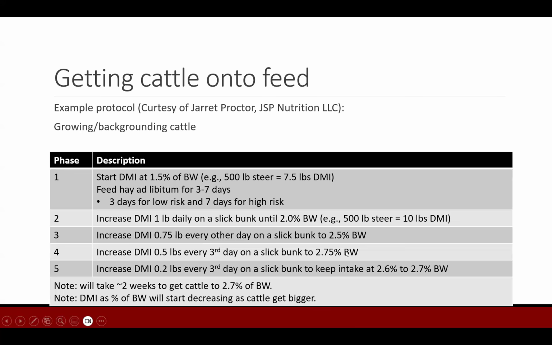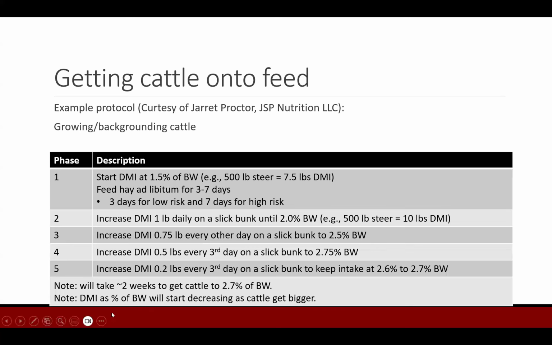So what does that mean? That means that we read bunks. So we start this at 2.5% of body weight. We'll read bunks, but we'll make them have a slick bunk for 3 days in a row before we'll offer them that 0.5 pound increase in feed allotment. Okay. All right. Then once they get to 2.75% of body weight, we'll increase dry matter intake by 0.2 every third day on a slick bunk, and we'll try to maintain them somewhere around 2.6 to 2.7% of body weight.